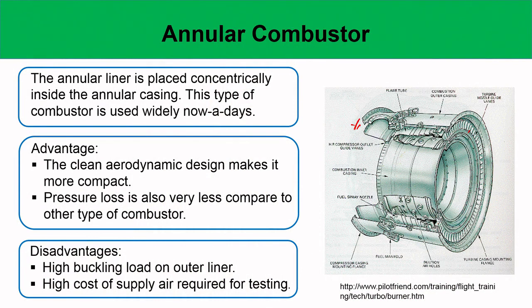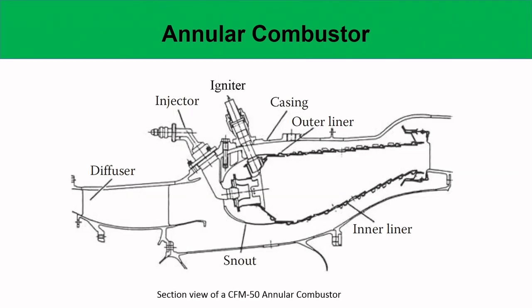Okay, the disadvantage is that because there is less metal, of course there is less material to take the buckling load. This outer liner takes a huge amount of buckling load, and there is also the high cost of supply air required for testing. So it's very difficult, though people do it, these combustors have to be developed systematically from one injector to multiple injectors to the full annular testing. So development is more difficult and more challenging than of course a single can type combustor. Okay, so we will talk more about this annular combustor.